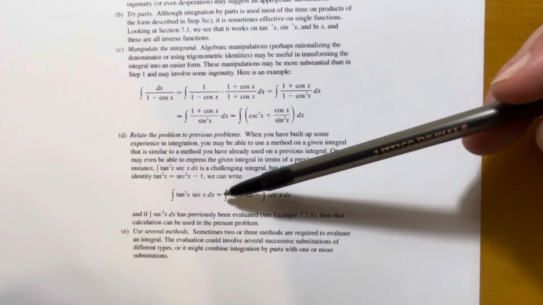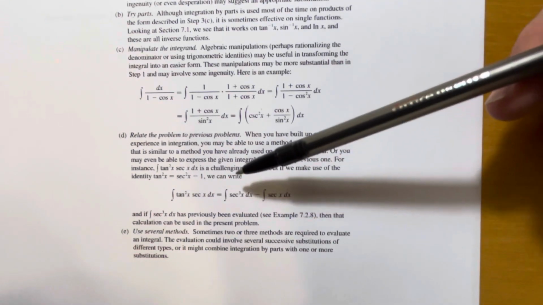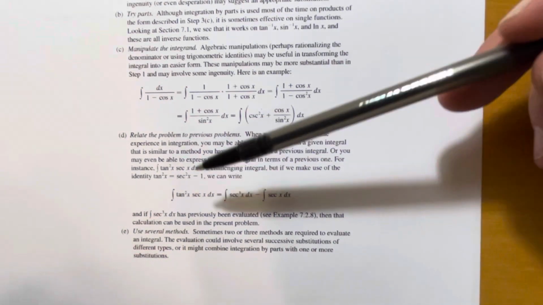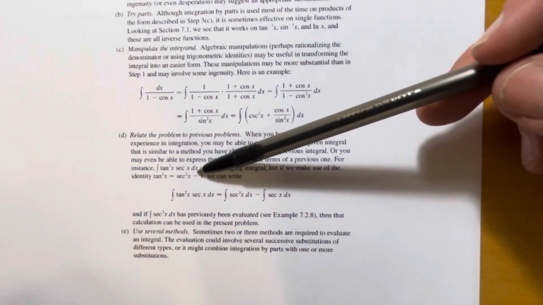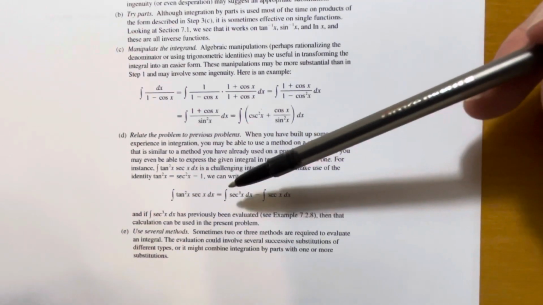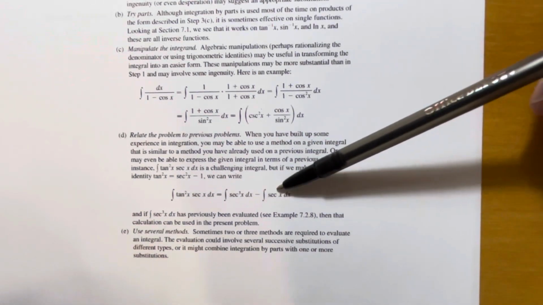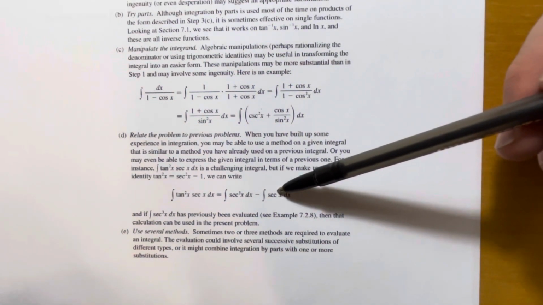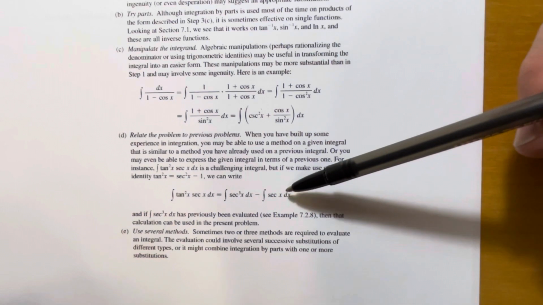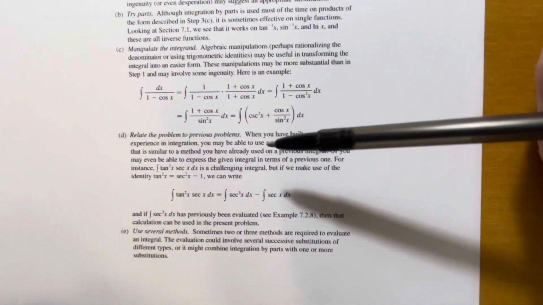If you want to integrate tangent squared times secant of x dx, you can use a Pythagorean identity to write tangent squared as secant squared minus 1, and then distribute that secant in, giving you secant cubed minus secant of x. And now you can break that up into two integrals, which you're subtracting. You can integrate secant of x dx just by looking at the table that we had on the first page. There's an integral for that.